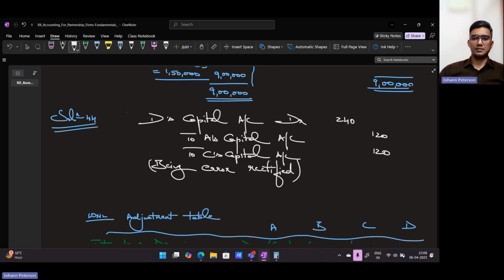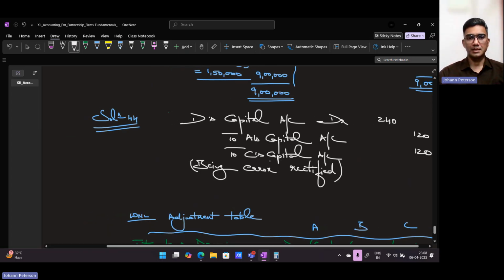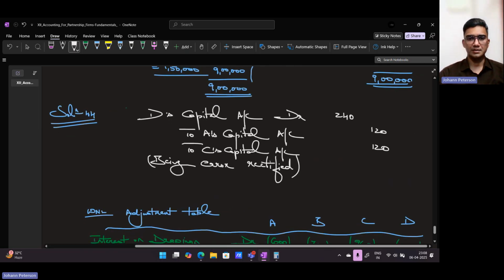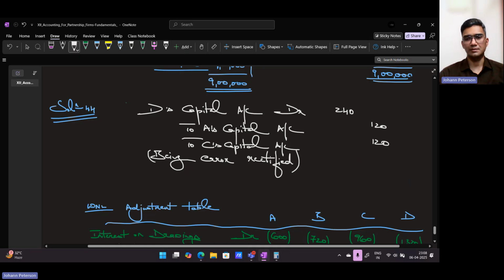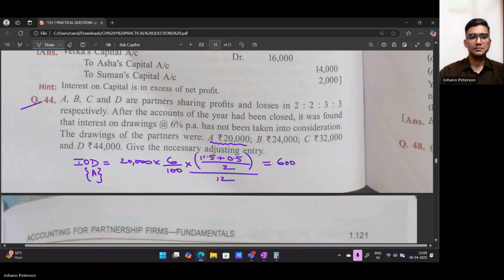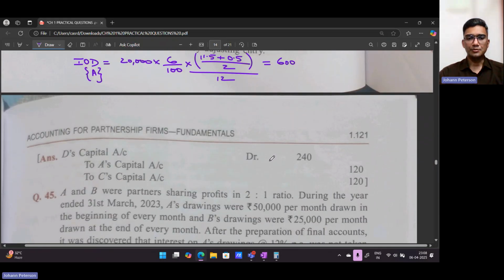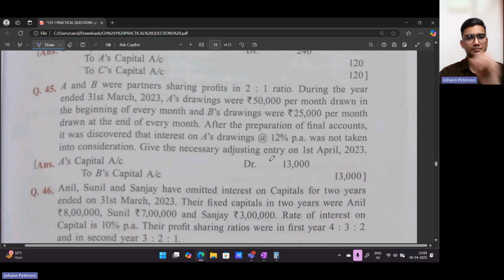As I said earlier, if we go behind the scene and we try to solve this by making this account, we will understand as to why we have done this. For being sure, just look at your answer now and you can verify it. It is D 240 to A 120 and to C 120.